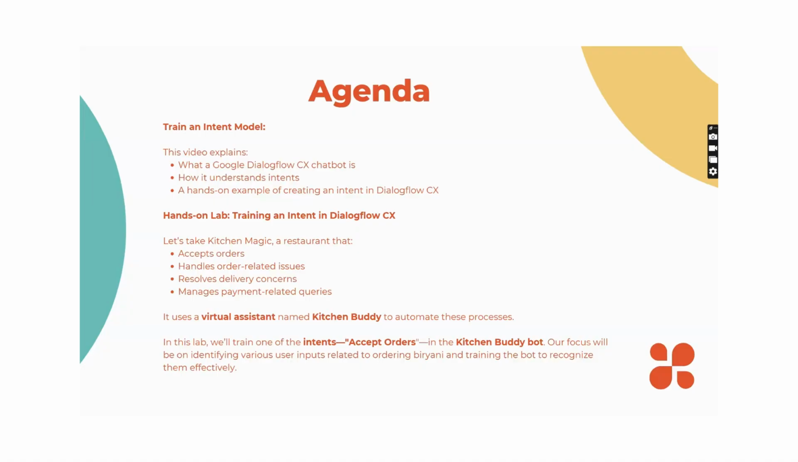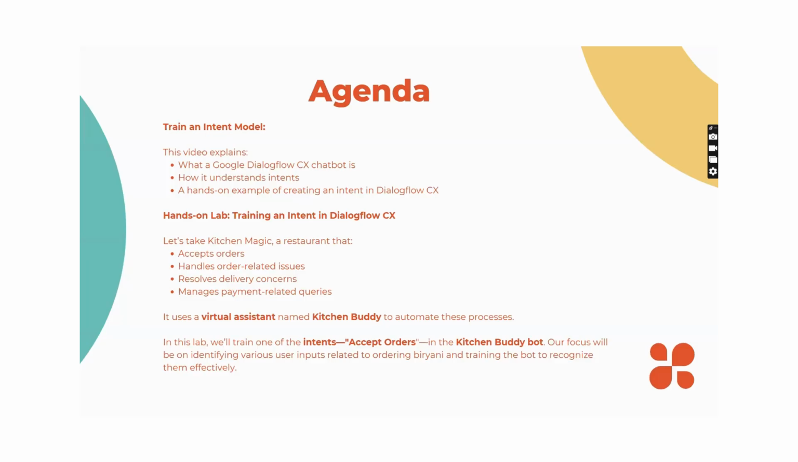So when it comes to the hands-on lab, we'll take Kitchen Magic, a restaurant that accepts orders, handles order-related queries, resolves daily concerns, and manages payment-related queries. So in the Kitchen Magic restaurant, they use a virtual assistant called Kitchen Buddy to automate this process, basically to accept orders and then handle order-related queries, resolve daily concerns, delivery concerns, and then payment-related issues.